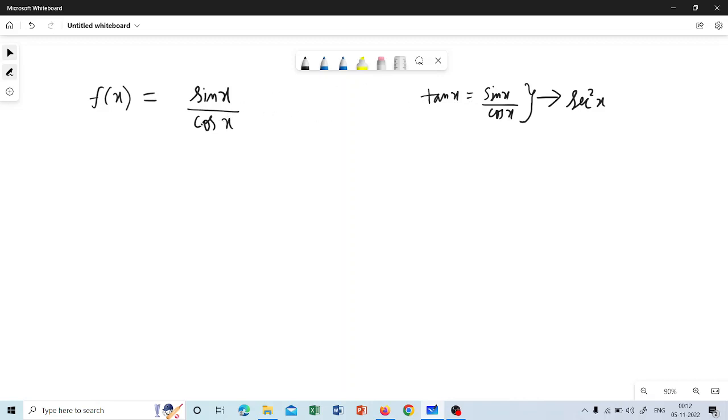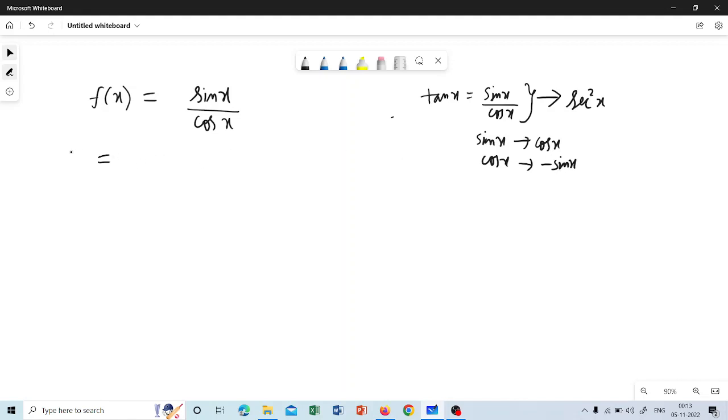We already saw how to compute the derivative of tan x using the first principle method, and now using the quotient rule I am going to show you how to do it. With this example of tan x, let us remember all the results. The differentiation of sin x is cos x, and the differentiation of cos x is minus sin x.